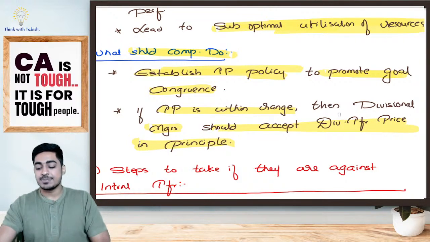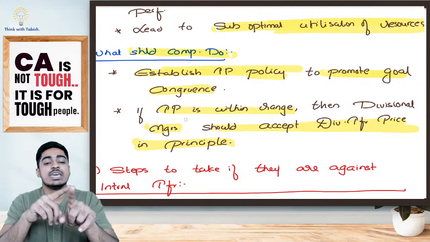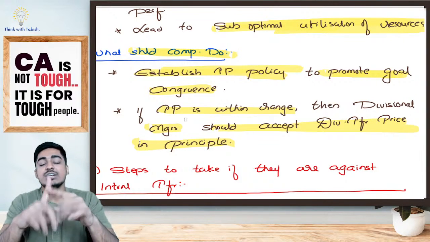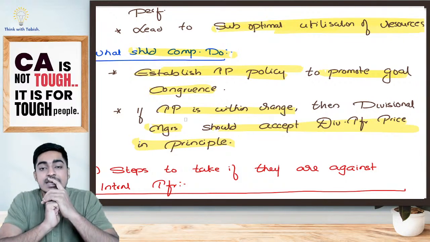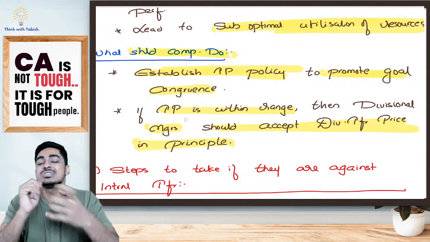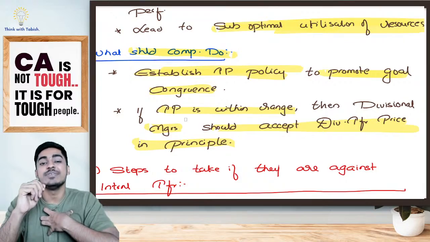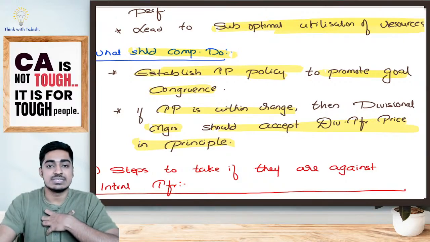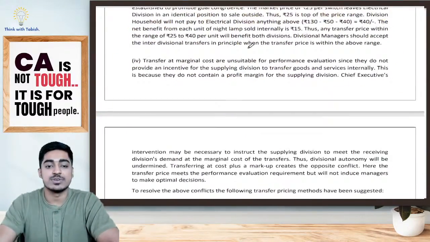Yes, if the transfer price is within the range, okay, if they are telling the range is 16 to 30 rupees, then wherever within the range transfer is happening, both the managers should accept it in principle, because they know that it is overall beneficial for the company. Yes, this is what is told in the third part of the question.